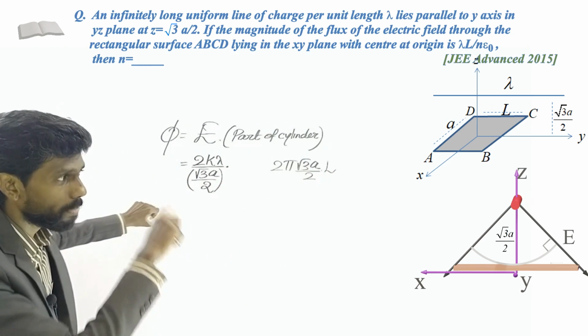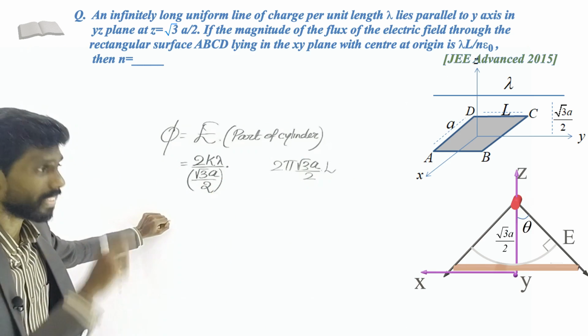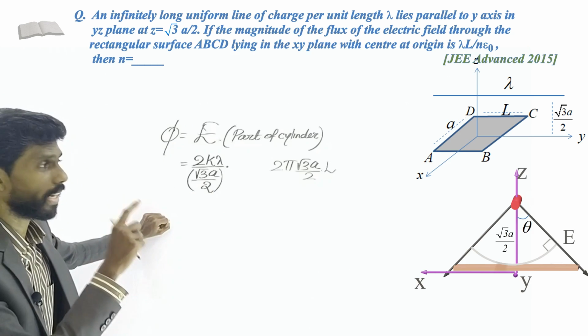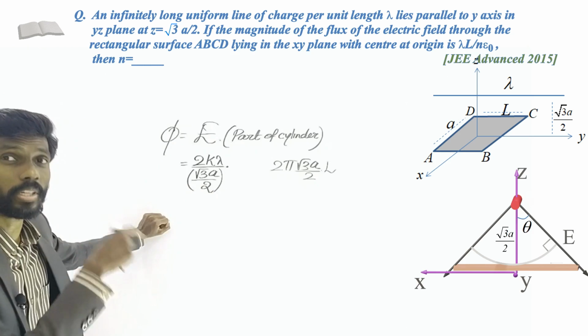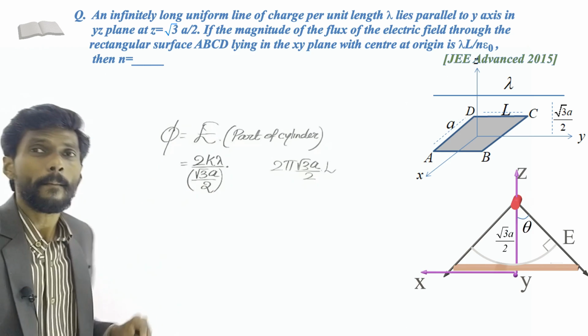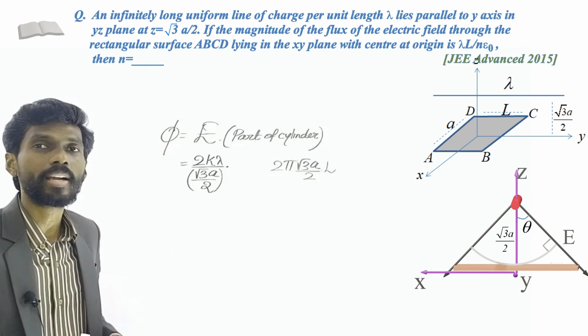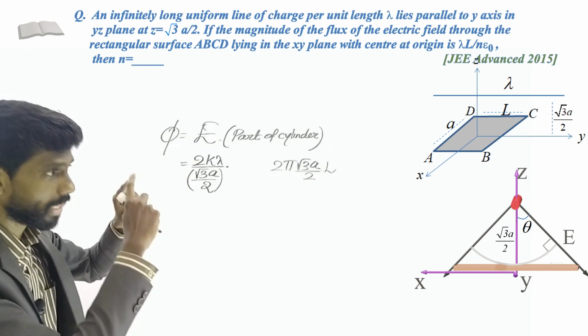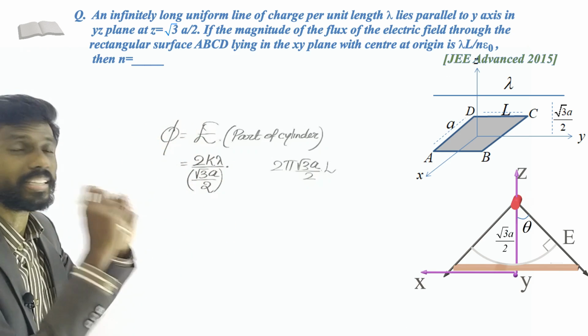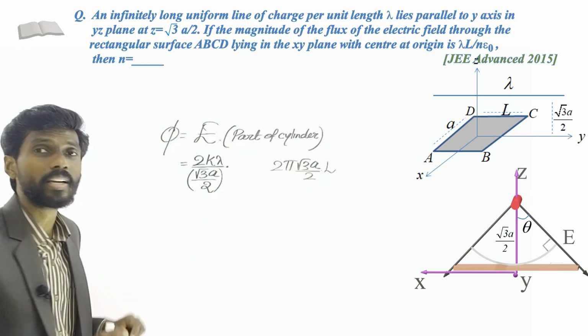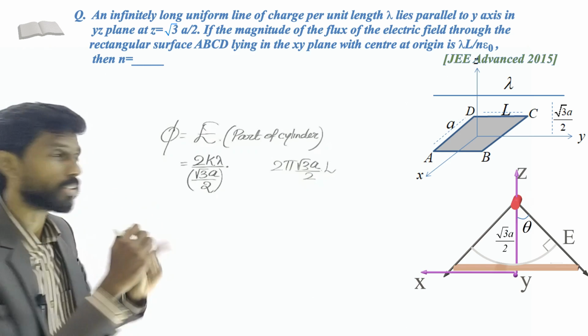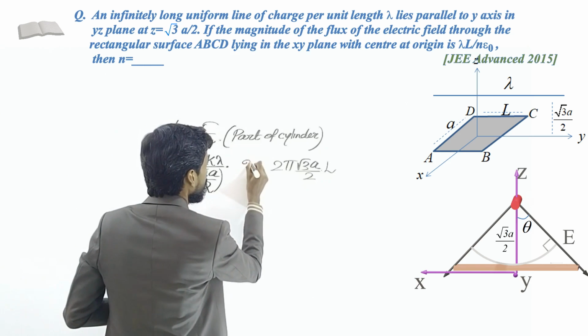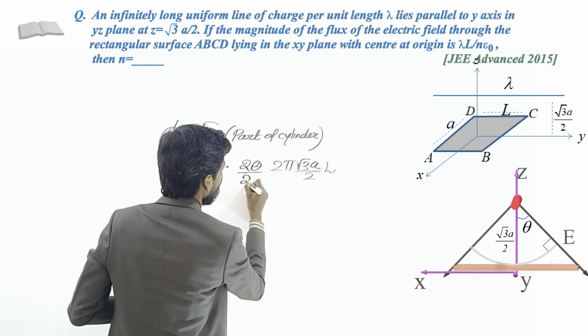But that part makes what angle? That subtends angle 2 theta, right? Half of the angle is taken as theta, so 2 theta is the angle subtended by that part. But the entire cylinder will subtend what angle? That is 360 degrees, 2 pi. It subtends 2 pi, but this is only a part of that. It subtends angle 2 theta. So this ratio is simply 2 theta divided by 2 pi.